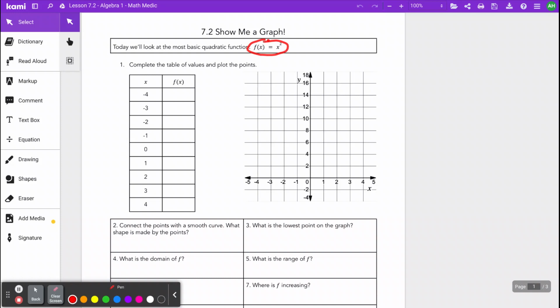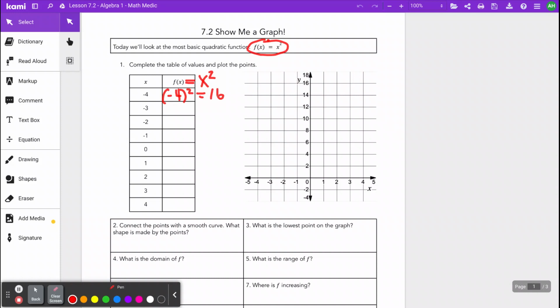It says complete the table of values and plot the points. If I have x is -4 and I need to evaluate f of x, remember that just means I'm going to substitute -4 into x squared. When you do that, we need parentheses, (-4) squared. That means I'm doing -4 times -4, which is a positive 16.